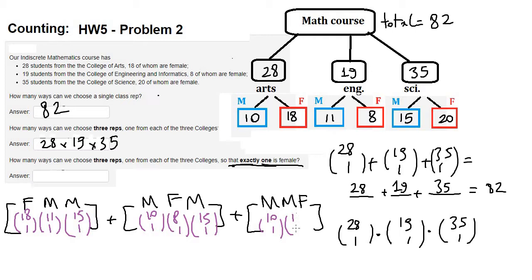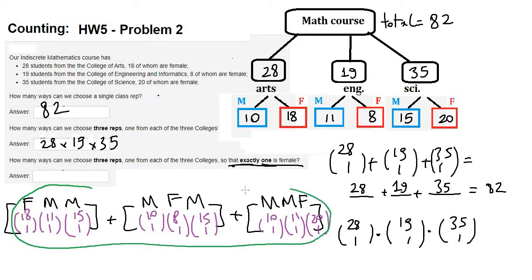Picking male from engineering is 11 choose 1. And picking female from the Science College is 20 choose 1. So we ensure we pick a female from each college alternatingly and males from the other colleges. And the combination of this will be the number of ways we can pick 3 representatives and ensure exactly one is female. So whatever this number is, it's the answer. 18 choose 1 is 18, 11 choose 1 is 11, 15 choose 1 is 15. So multiplication of these 3 numbers plus multiplication of these 3 numbers and multiplication of these 3 numbers.